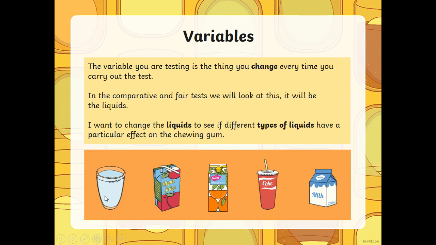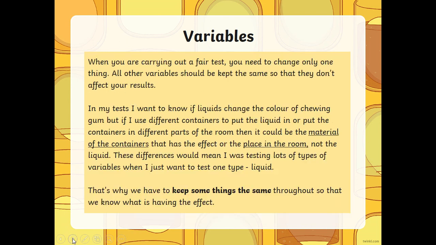Okay, so the variable you are testing is the thing that you change every time to carry out the test. Okay, so variable, you change it. In a comparative and fair test, we will look at this. It will be the liquids. So I want to change the liquids to see if different types of liquids have a particular effect on the chewing gum. Okay, so that would be our variable if we were looking at how different liquids affect the chewing gum. So you can see we've got water, apple juice, orange juice, Coke, and milk. So this is a comparative fair test.